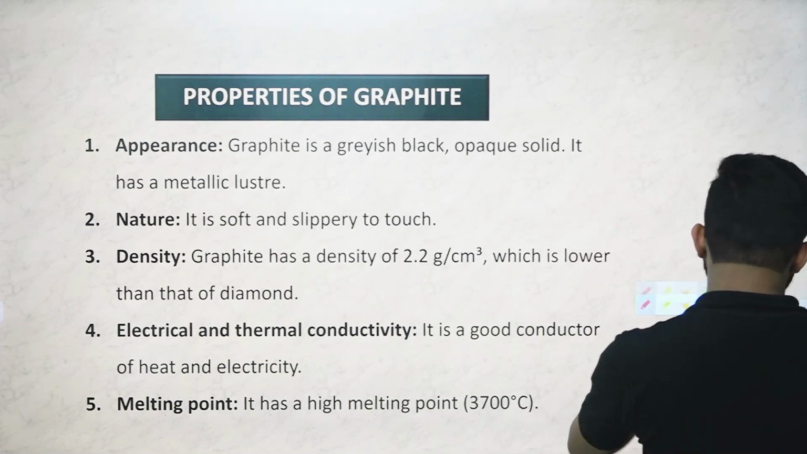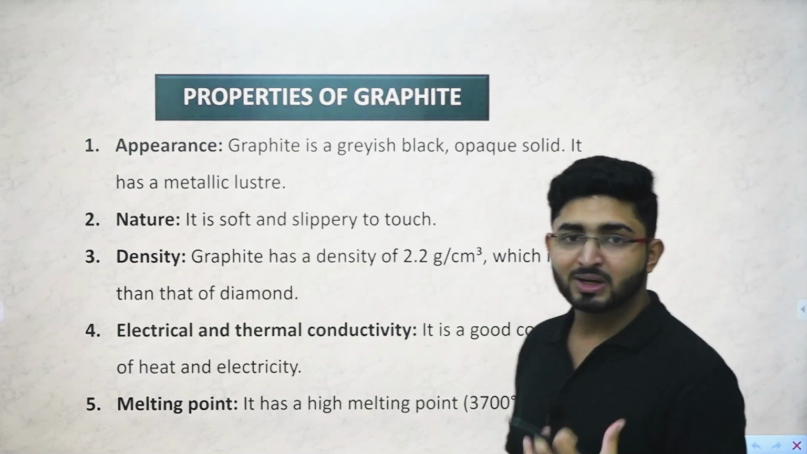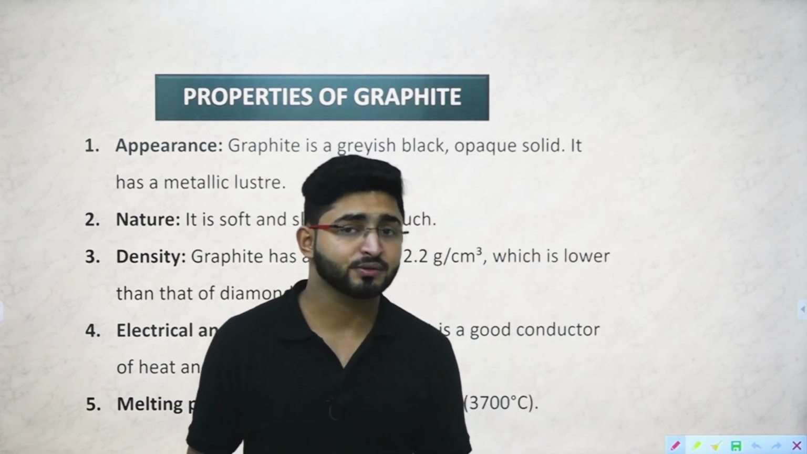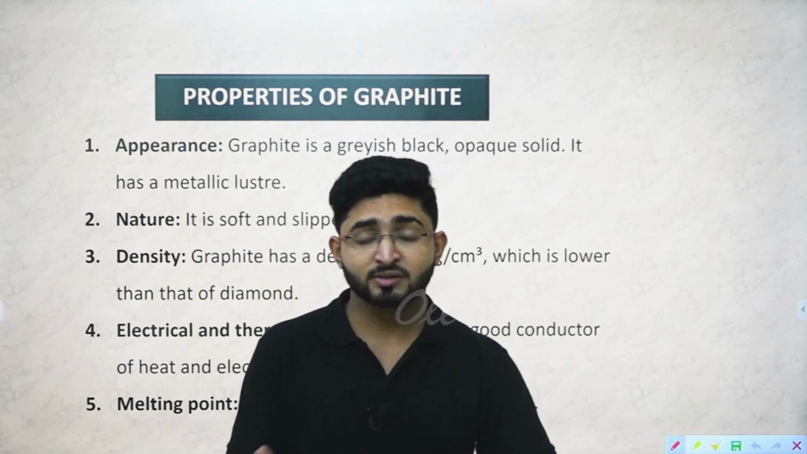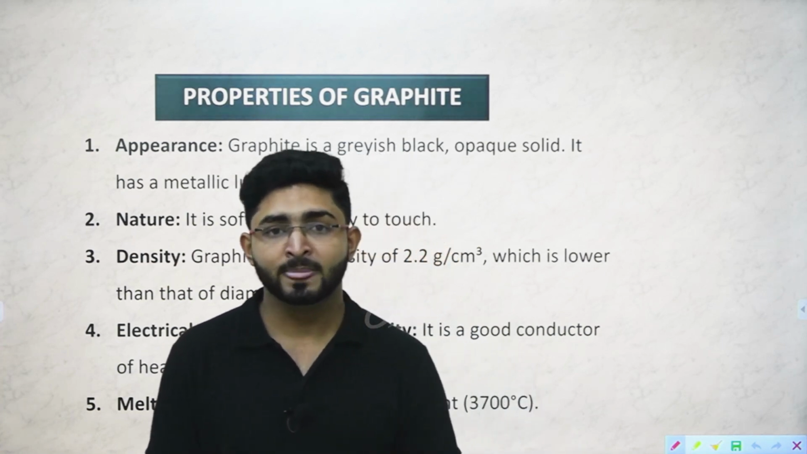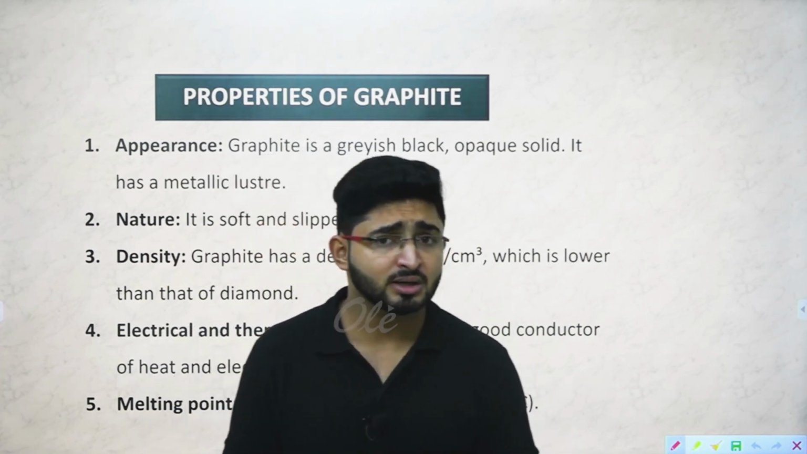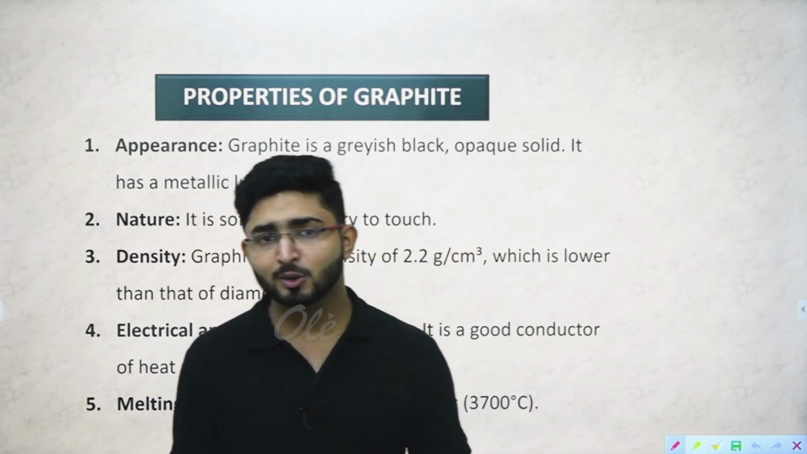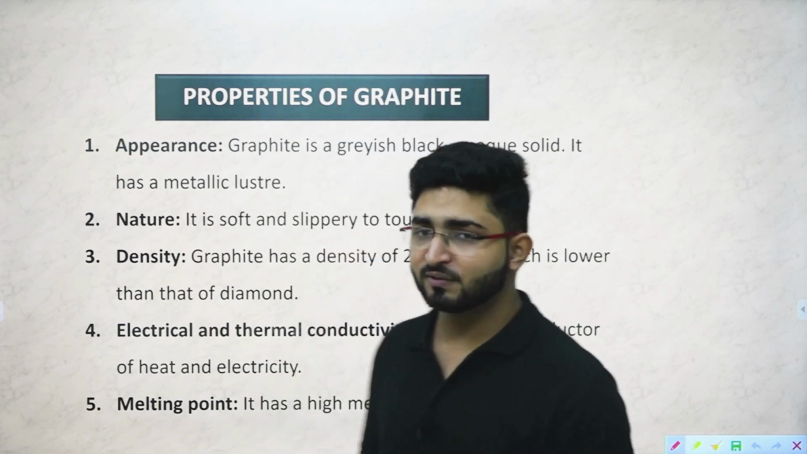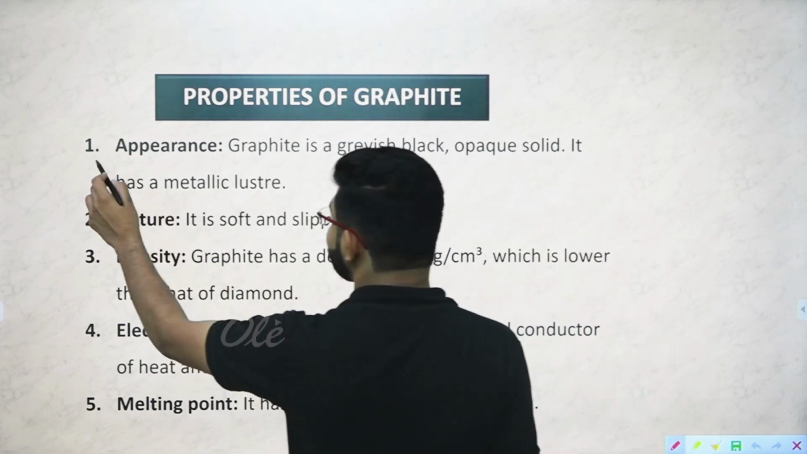Now till now we have studied what is graphite, what is the internal structure of graphite, where carbon atoms are located, what is the basic structure and the layered structure of graphite, and what is the reason behind electrical conductivity and the slippery nature of graphite. Now we are going to study the properties of graphite. The first property is the appearance of graphite.